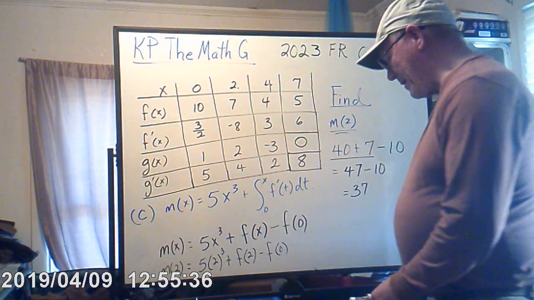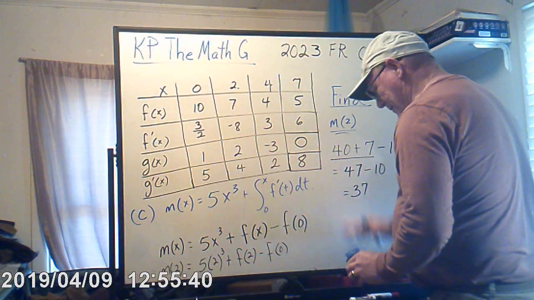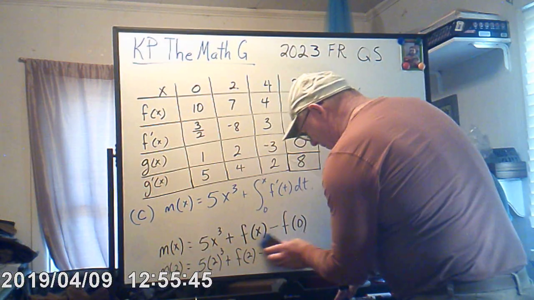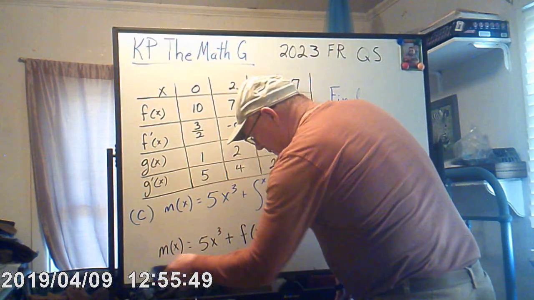Now, part D is different though. Everybody see this? F at x minus F at 0. Let's leave that up there. I want to leave it up there for a reason. Okay.